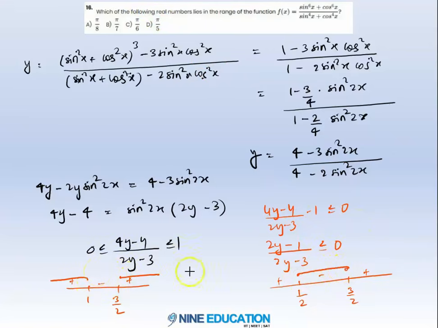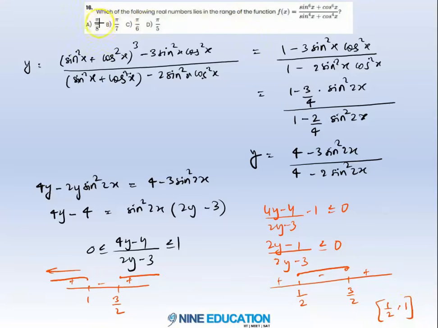Now if we see the common solution, the first solution is after 3 by 2. So after 3 by 2 we cannot take, because in the second case we have not got any solution after 3 by 2. So it has to be before 3 by 2, which is the case before 1 in the first solution. So the common portion if you take is nothing but 1 by 2 to 1. Okay, 1 by 2 to 1, that is the range of this question.